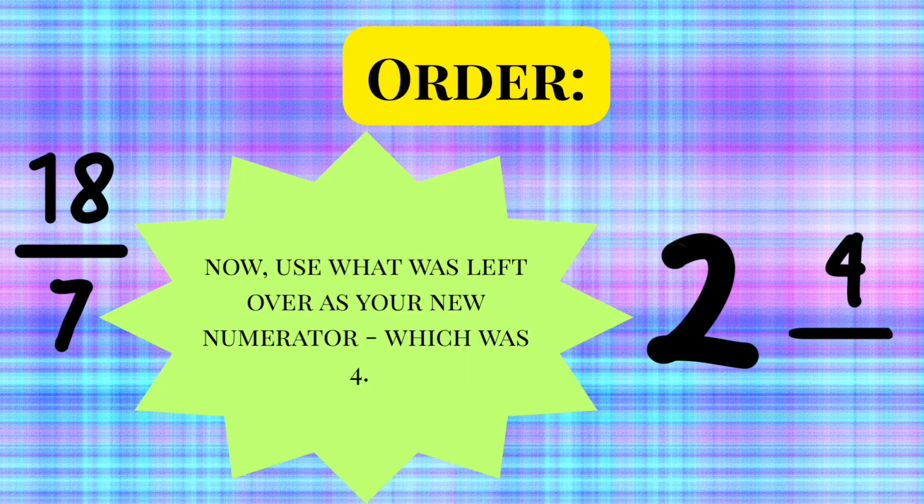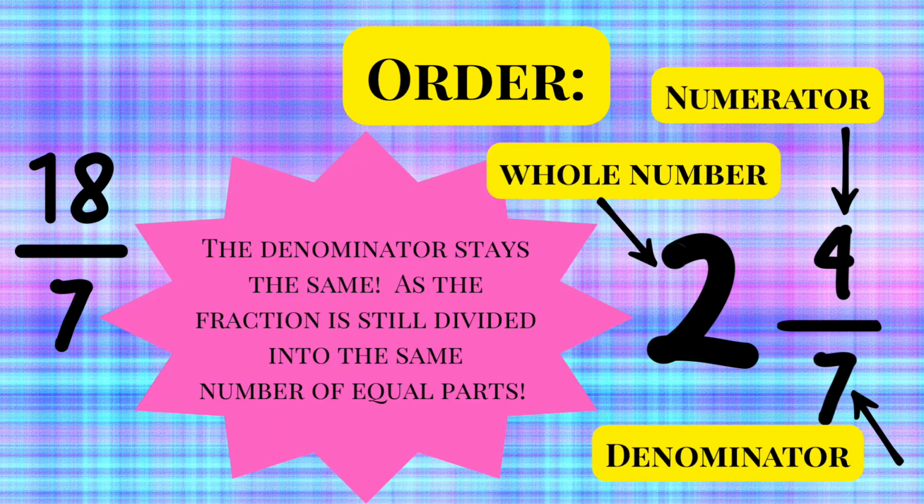After we take out those 2 full sevens, which is 14, we have 4 left over. This leftover 4 becomes our numerator, and we keep the denominator of 7. Therefore, 18/7 equals 2 4/7.